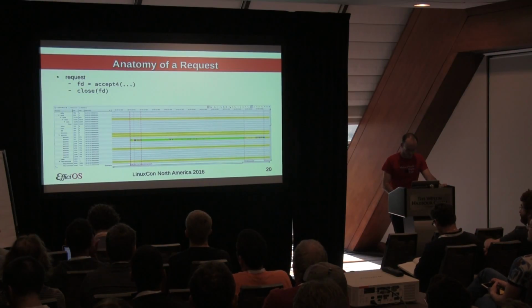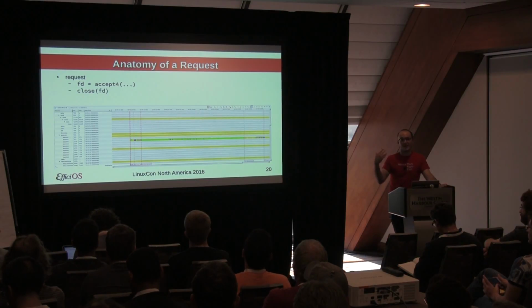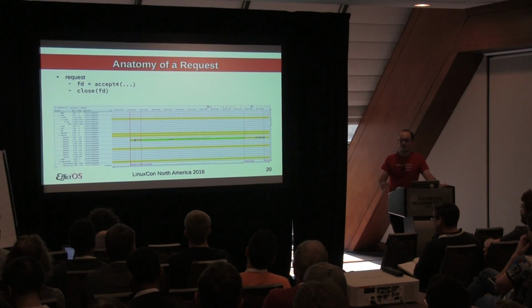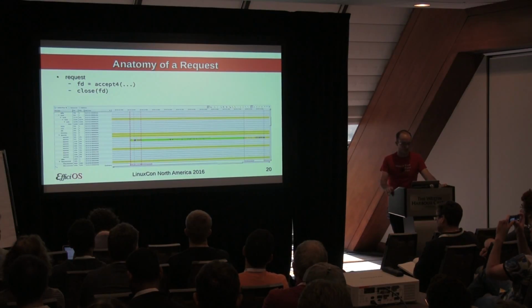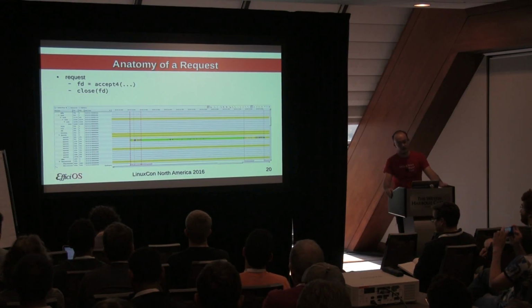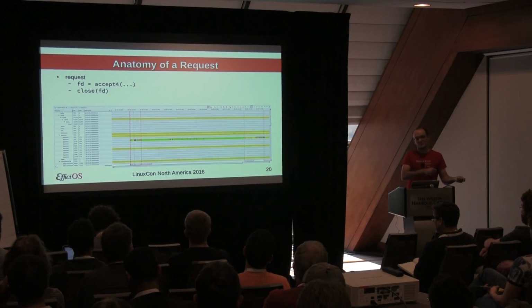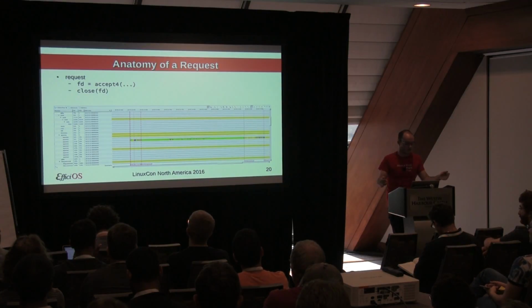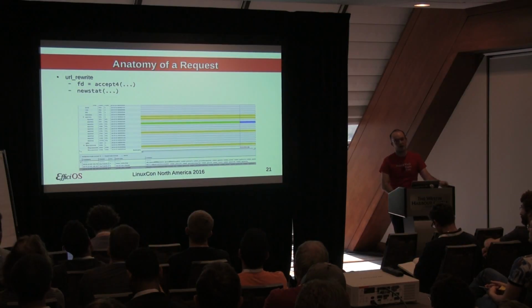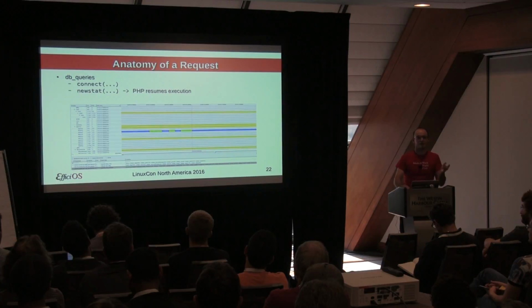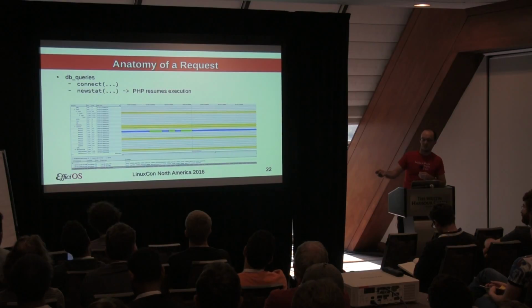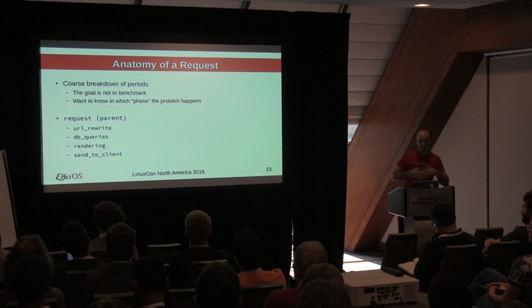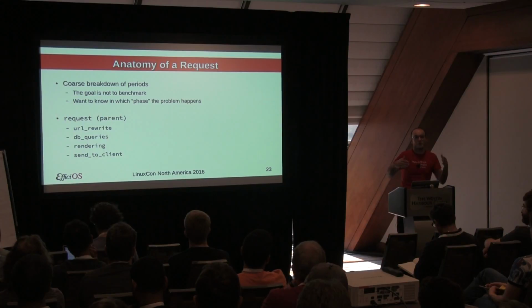So the first thing I did is trying to figure out the anatomy of a request. And I've never looked at the HTTP code, or MySQL for that matter. We basically define a request as the time between the accept system call returning and the close associated with that FD. That gives us the larger request. And inside that, we can define the URL rewrite phase. The same for the DB queries. We see the connection happening to the database server. We say that PHP resumes execution. And so we're just trying to have a coarse breakdown of periods.